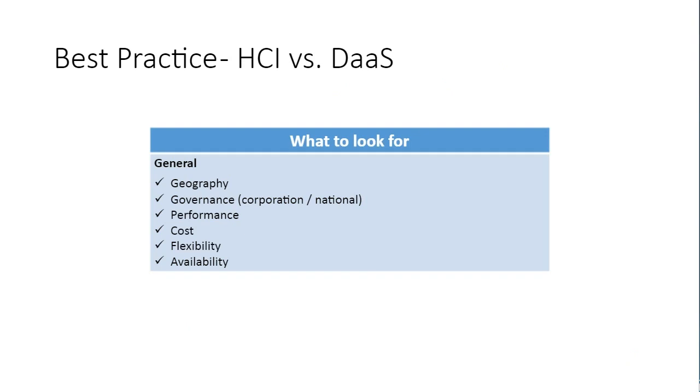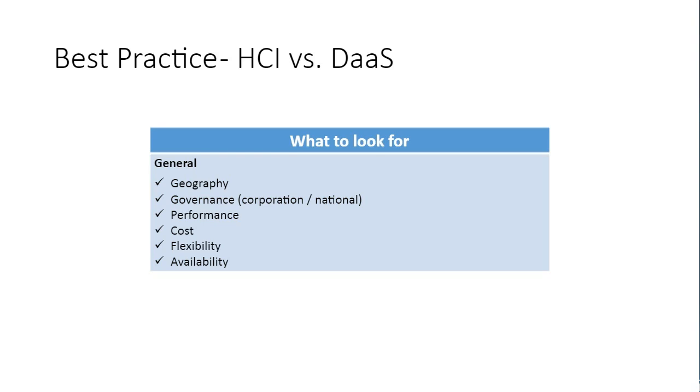So when you consider whether you want to have HCI or DaaS, you have to take into account things like geographical location. If you are supporting users in Europe or Asia, sometimes it's better to have a cloud deployment there because it's actually closer to the users. However, a lot of companies and countries require the data be stored in that country itself. Governance rules dictate where data needs to be stored.